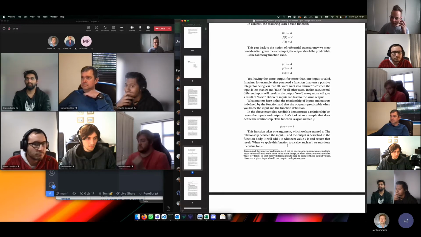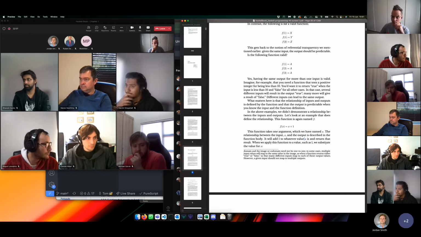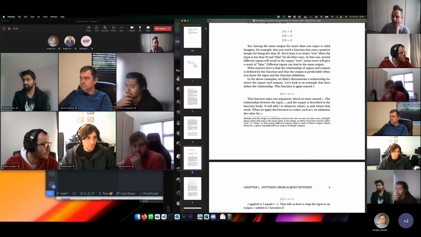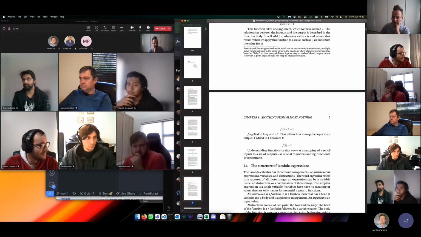So there's our f of x. Check, my x plus 1 example is there. It takes 1 input, which we've named x. The relationship between the input x and the output is described as a function body. I'll add 1 to whatever value x is and return that result. We apply this function to a value such as 1. We substitute. Okay, so this I think is the core of it, this idea of substitution. We substitute the value for x. And this is starting to show us how computation works.